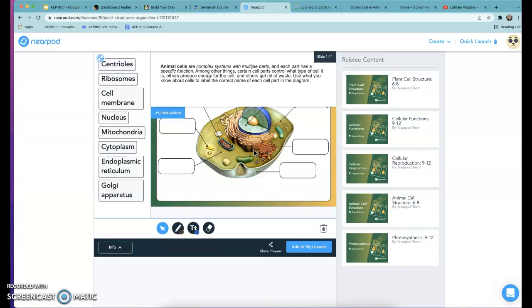Of course, this links up with Google Classroom easily. You can share links through all major platforms. It's a very neat resource and one that I definitely see myself using in the future.